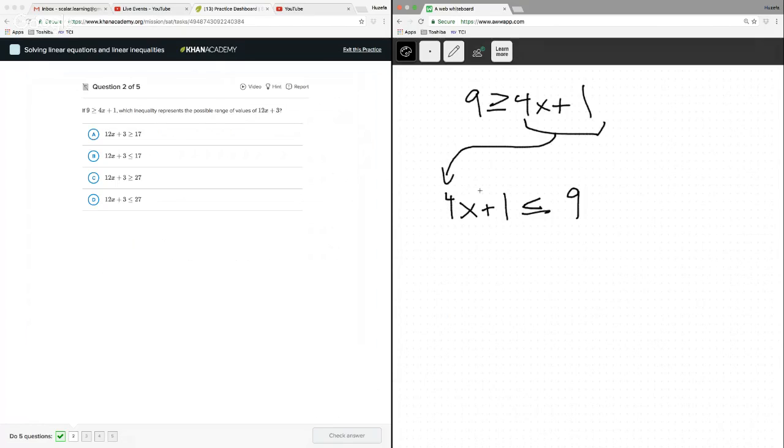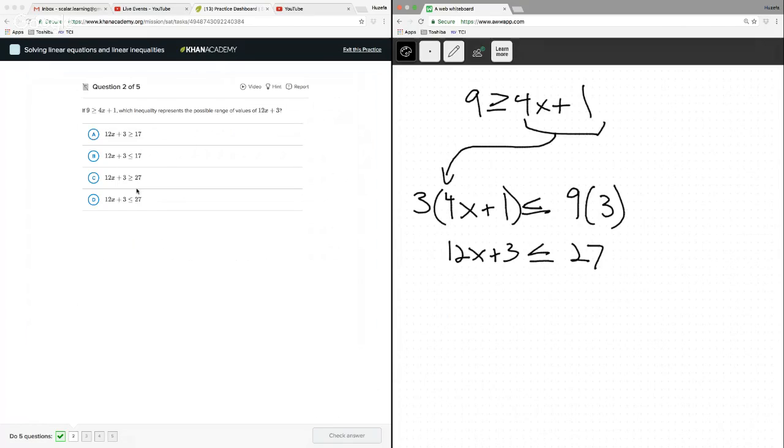What do you see the relationship between 4x plus 1 and 12x plus 3? We multiply this side by 3, multiply this side by 3, to balance it. It's going to become 12x plus 3. So now we got 12x plus 3 is less than or equal to 27. Now we're done, because all the answers are just like 12x plus 3 is blah, blah, blah. It's not greater than or equal to. We know it's less than or equal to.